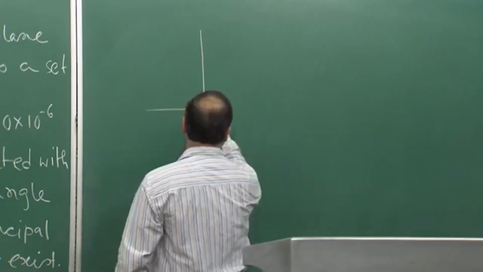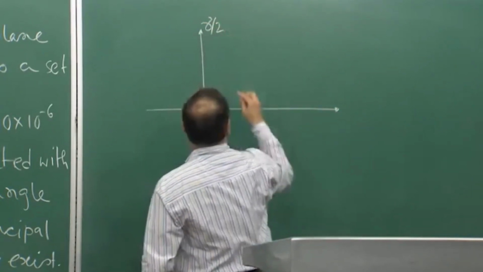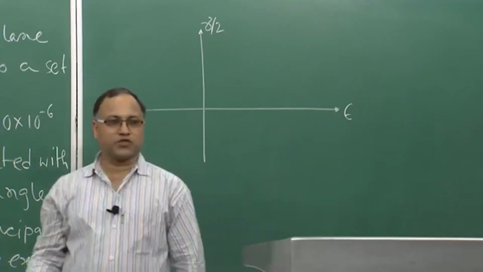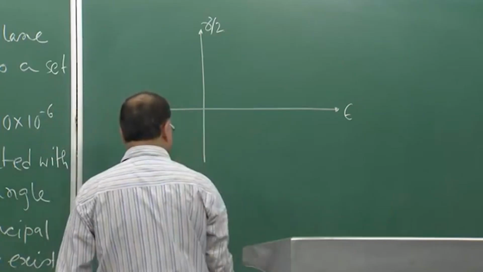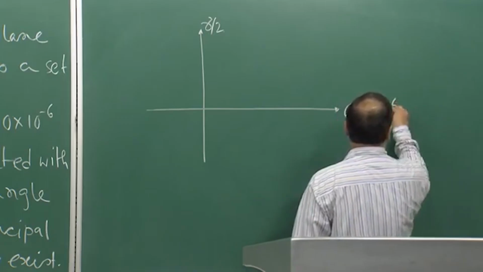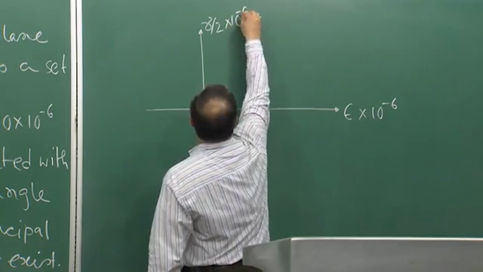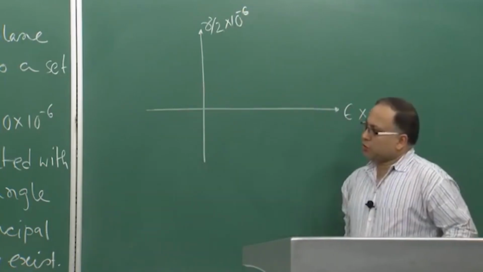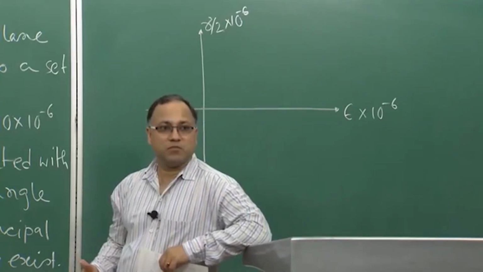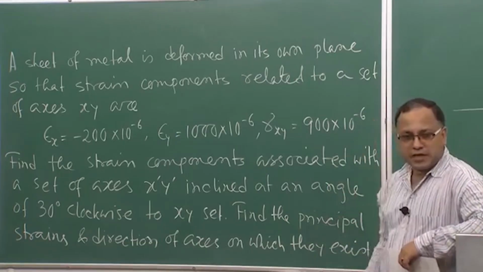So, as you know, we have the x axis which is defined by normal strain, and the y axis is defined by half of shear strain, and we are taking the scale like this of 10 to the power 6. So, now if you look at the problem, what is your first job? First job is to locate point x and y in this space, right.